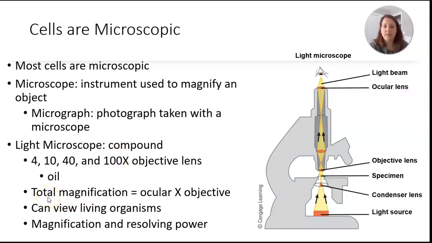I asked you in lab to calculate total magnification. You should know how to do that. That's going to be the magnification of the ocular lens, which is always 10, times whichever objective lens you have in place. So that could be the 4, the 10, the 40, or it could be the 100 if we're using that.